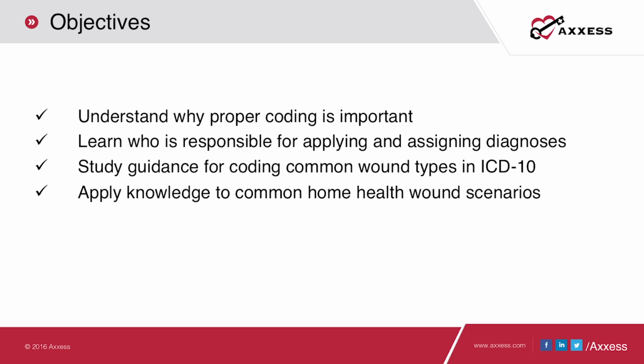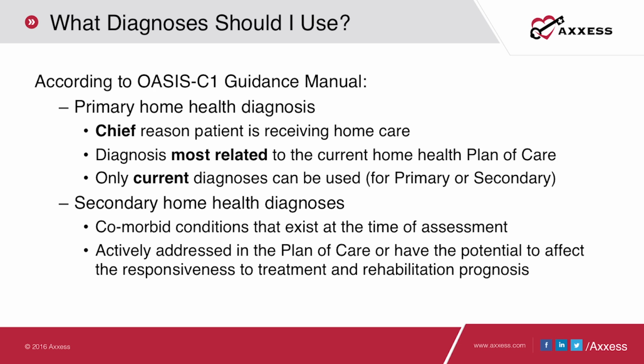So we're going to talk just briefly about the guidance regarding who does the diagnosis coding and who should be responsible for sequencing those diagnoses. If you want more information on these first few slides, you're welcome to go back into the library and find part 1 of the Navigating ICD-10 series, and that will talk a lot about the regulatory matters that have to do with coding, as well as cover any other questions that you might have, and then it goes over the basic guidelines and conventions. So again, according to our OASIS C1 guidance manual, who and what diagnosis should I use?